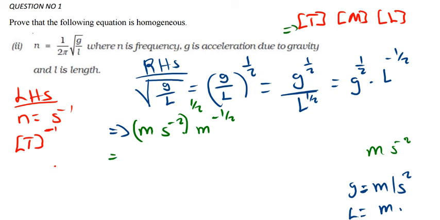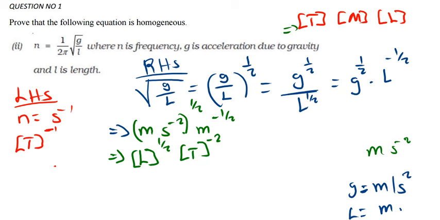Now, I'm going to replace these, putting the square brackets. Meters is in length, so I'll say L like that. Then I'll put it to the power half here. Time is T to the power negative 2. Now negative 2 times half is going to give me what?